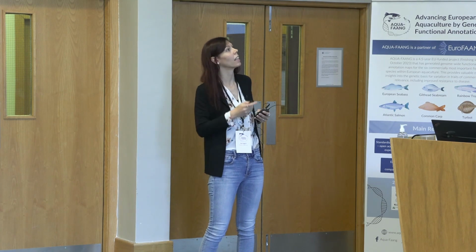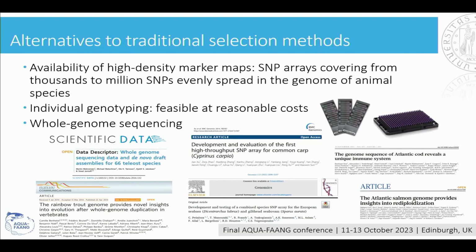So these alternatives are available, actually, because we need SNP arrays, so we need genomic information, and for aquaculture species we have SNP arrays covering from thousands to millions of SNPs. We can genotype individuals at feasible and reasonable costs. And we also have whole genome sequencing, so we also arrive at information on the whole genome.